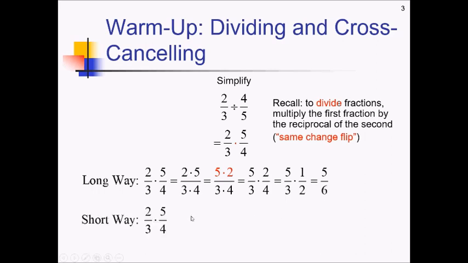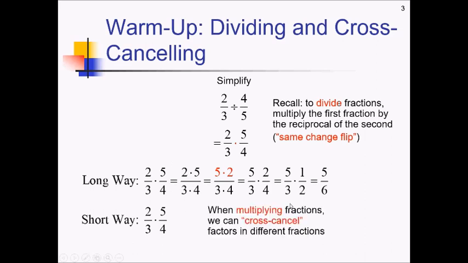Now, a much shorter way of doing this, since we are going to put the 2 and the 4 in one big fraction anyway, because we're multiplying, we are allowed to actually, when multiplying fractions, cross-cancel factors that are in different fractions. So this only works with multiplication because, again, they're going to end up in the same fraction anyway, but you can kind of do this in advance.